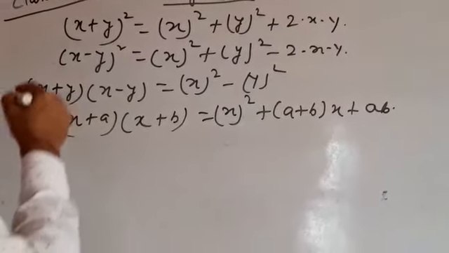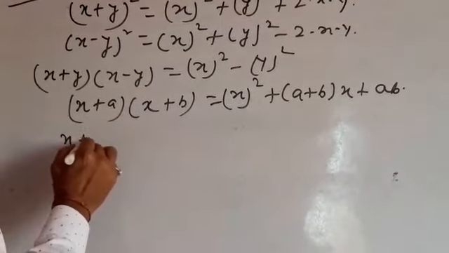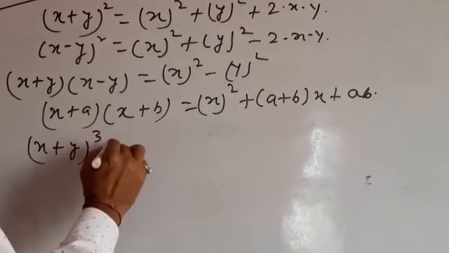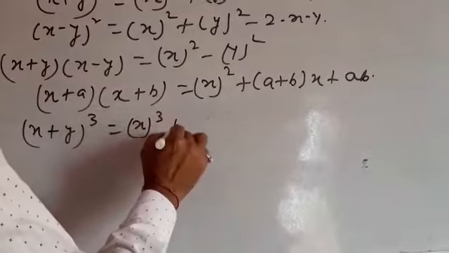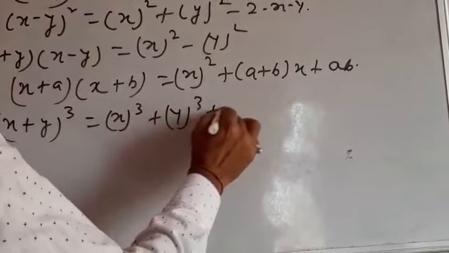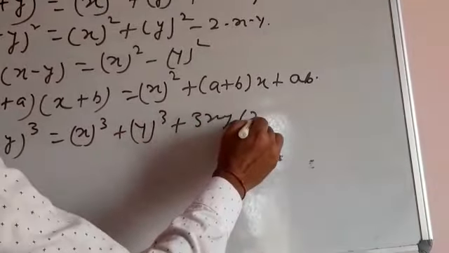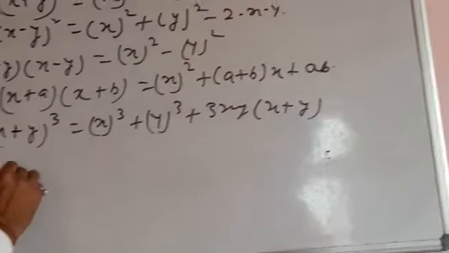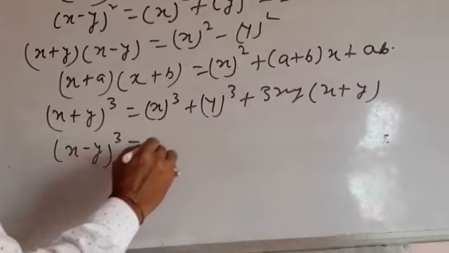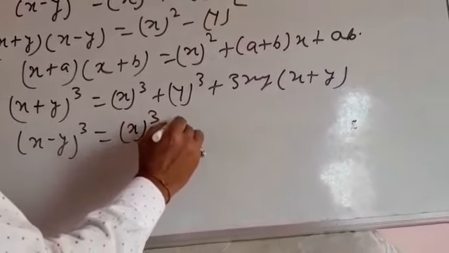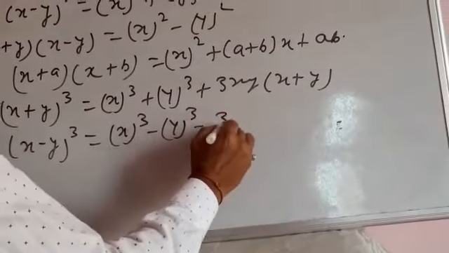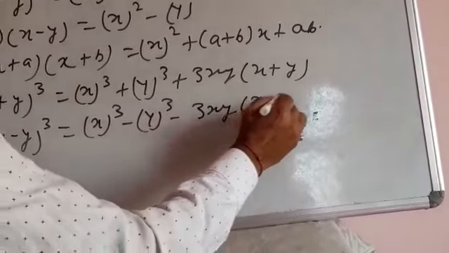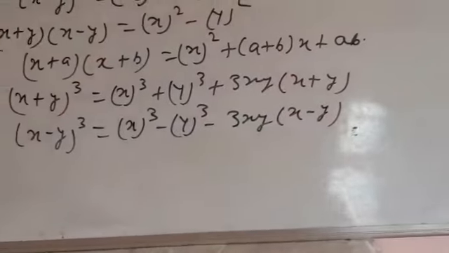Now I'm just starting with the cubing part. (x + y)³ = x³ + y³ + 3xy(x + y). Then we have (x − y)³ = x³ − y³ − 3xy(x − y).